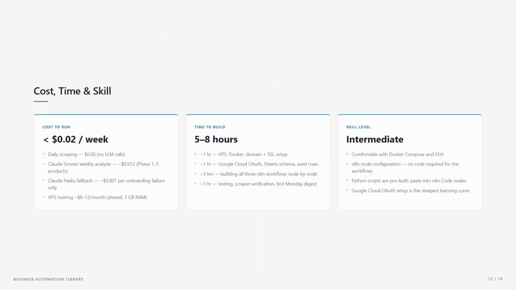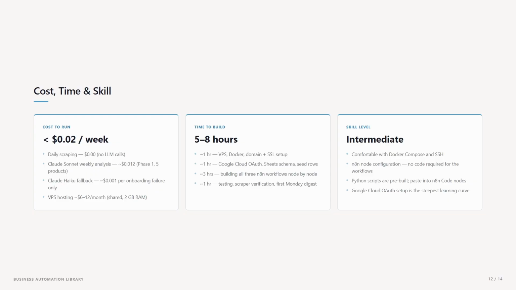In terms of cost, times, and skill, this is a very low cost project. The most cost would be running your VPS, which is probably $6 to $10 each month. Everything else is fairly cheap because we're building reliable web scraping, and we don't want to invoke an LLM for every single small task. We're just using it for the summarization part. So the actual cost of running will be very low.